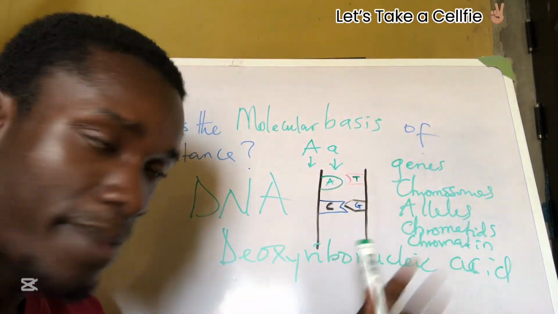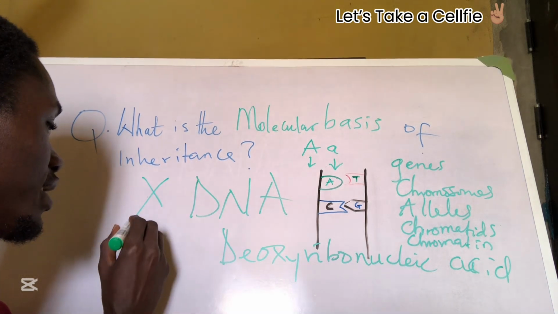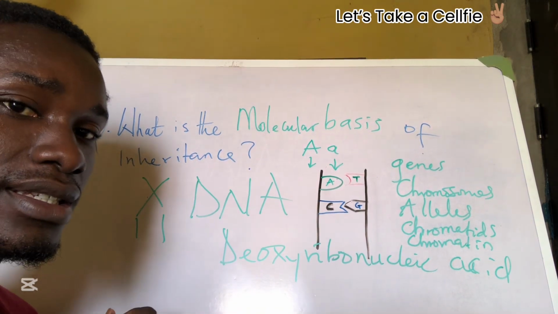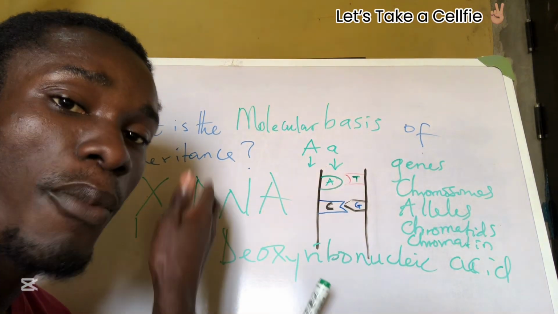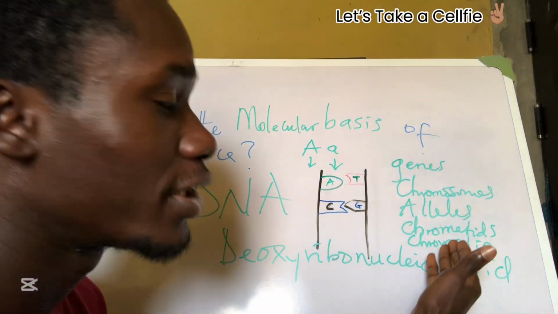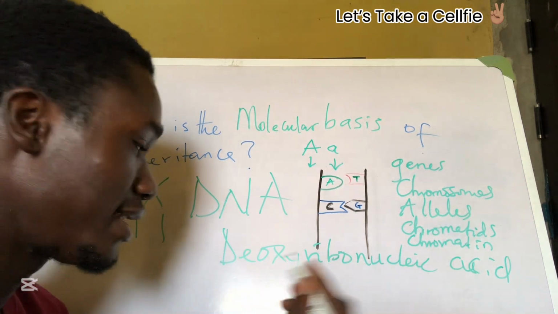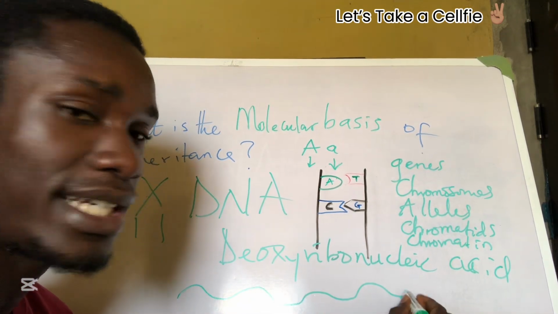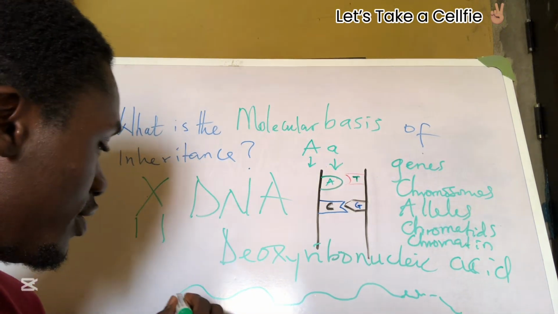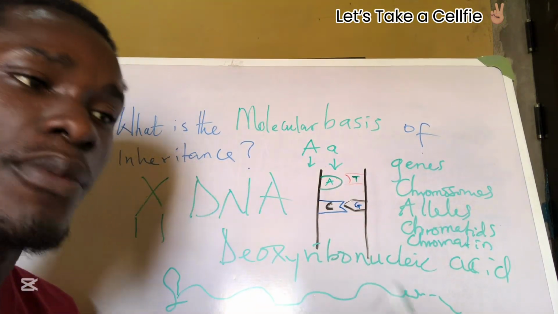Chromatids. Remember, if we have a chromosome like this, this is a chromatid, this is a chromatid. It means that these two are sister chromatids, which is also a form of DNA. We have the chromatin. The chromatin is when the DNA molecule is in a thread-like format. At that stage, it is called a chromatin, which is also a form of DNA.